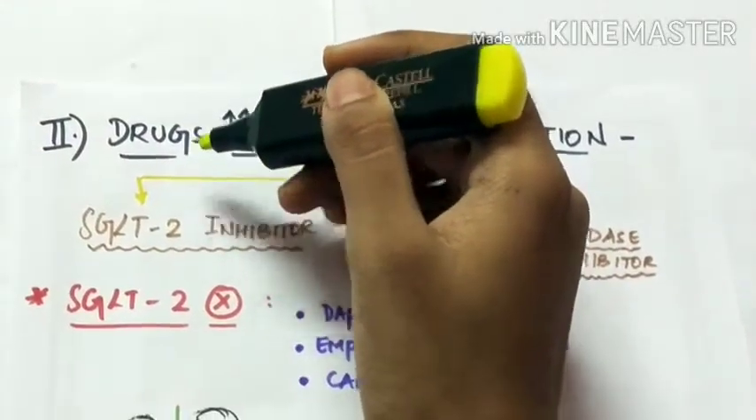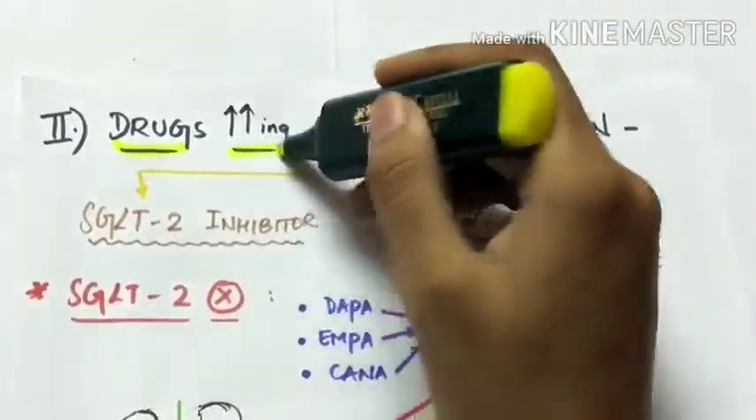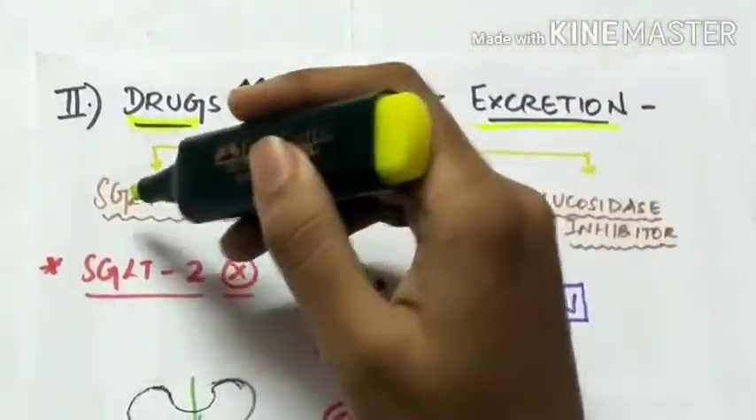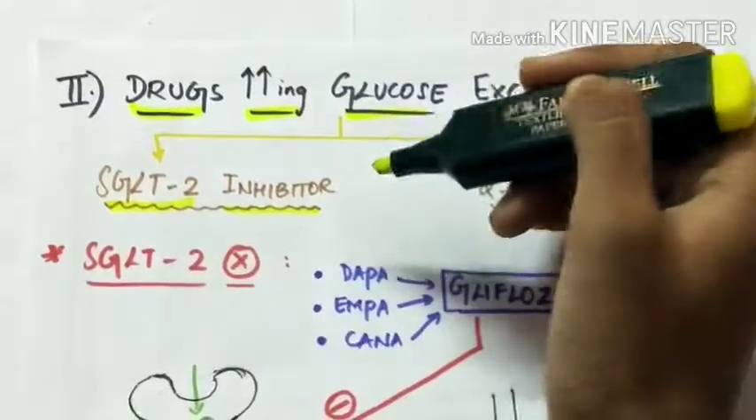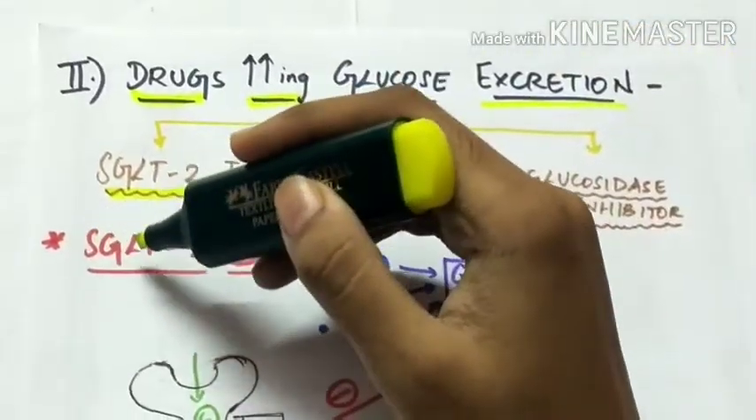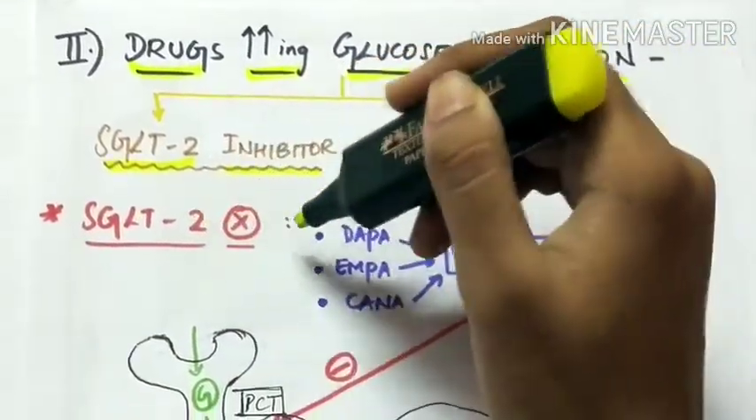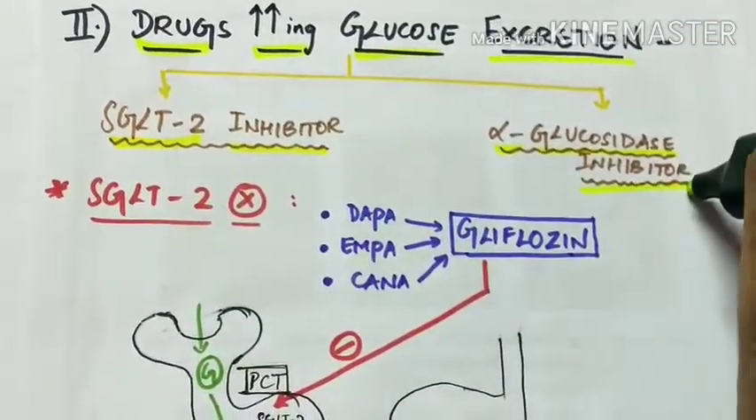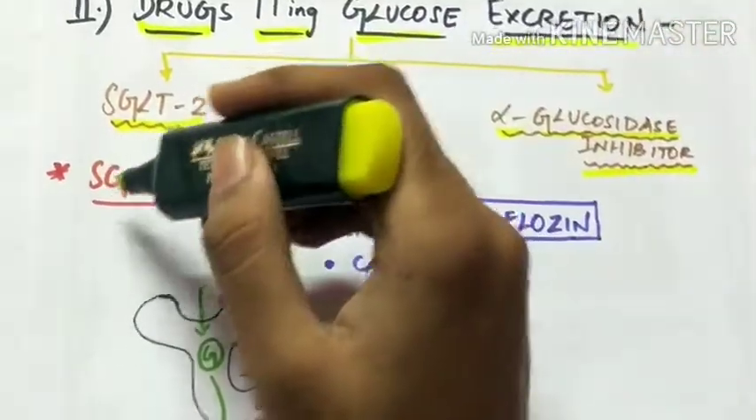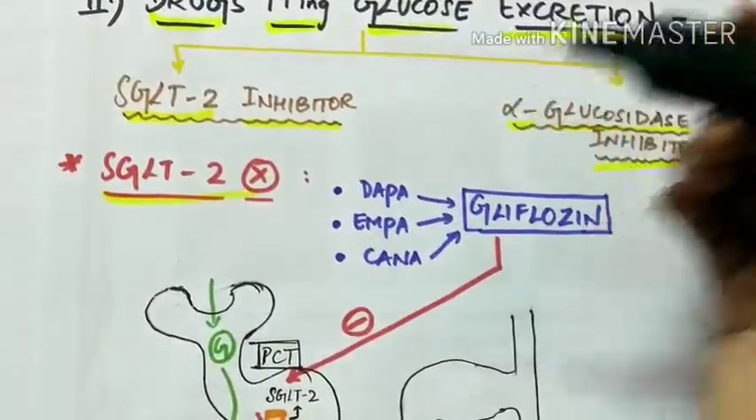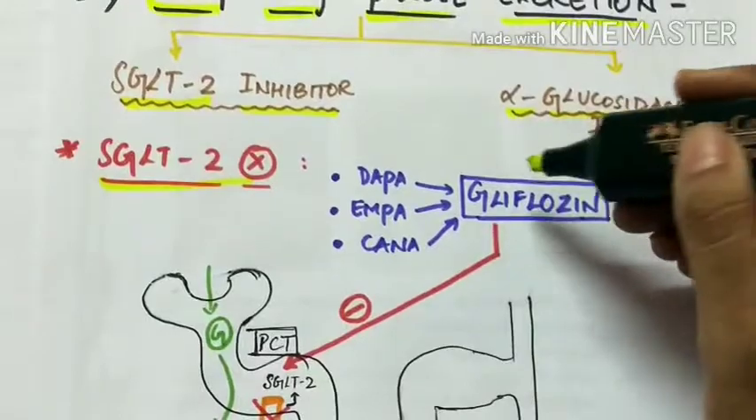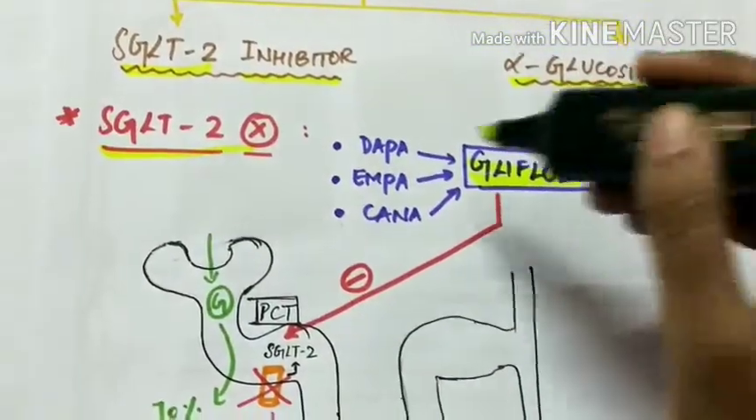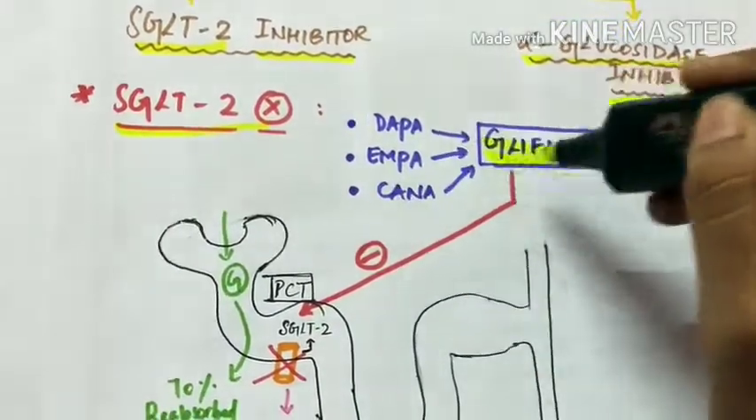The second class of drugs are the drugs increasing the glucose excretion. Two categories of drugs: SGLT2 inhibitors, that is sodium glucose cotransport 2 inhibitors, and alpha glucosidase inhibitors. Firstly, let's see about SGLT2 inhibitors. The drugs are the gliflozin group of drugs: dapagliflozin, empagliflozin and canagliflozin.